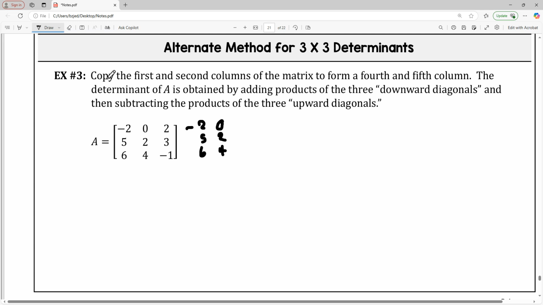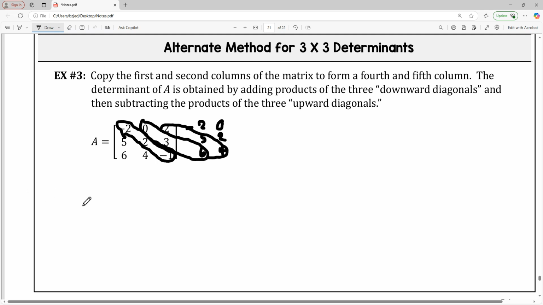To find an alternate method for a 3 by 3, and this is going to sound weird when I say it this way, we're going to add the products of the 3 downward diagonals and subtract the products of the 3 upward diagonals. Here's what I mean by this. I'm going to multiply this diagonal right here together, add it to this diagonal multiplied together right there, and add it to this diagonal multiplied together right here.